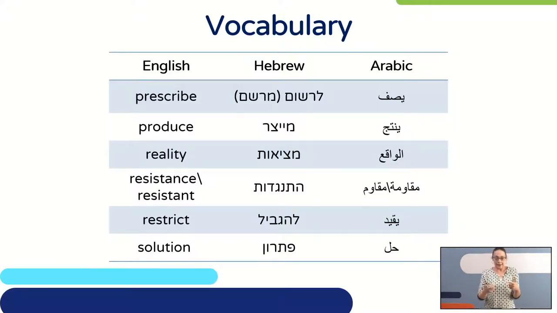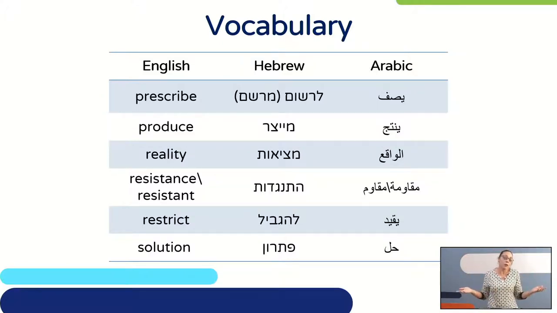Resistance and resistant. We need resistance against an illness or against a virus. For example, lucky people are those who have resistance against coronavirus. Their bodies are resistant against coronavirus. And then we have restrict. For example, now the government restricts the movement of people. There are some restrictions, you know, laws that forbid the people from going outside and moving, et cetera.